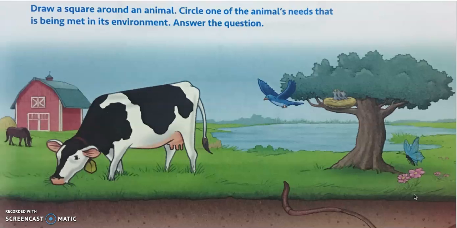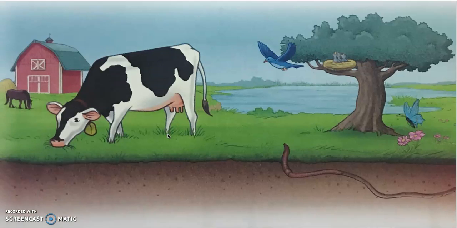They get nectar, the liquid from the flower, for their food. Or you can draw a square around the horse and circle the barn, which is the horse's nest. I mean, horse's shelter, not nest, right? Okay, so go ahead and do that.